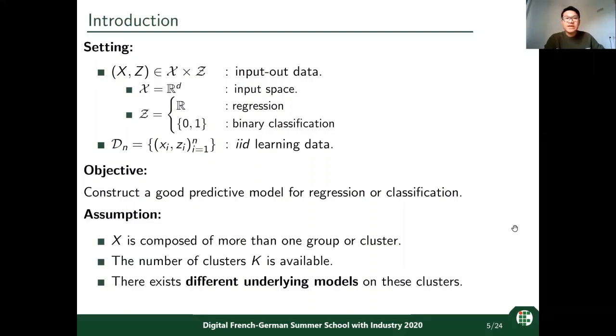The first one is that X is composed of more than one group or cluster. The second one is that K, the number of clusters, is available. We suppose that it is available here, but we can see later that it is not so important. And the third one, which is really important, is that the underlying model on each cluster is not necessarily the same. They are different from one cluster to another.